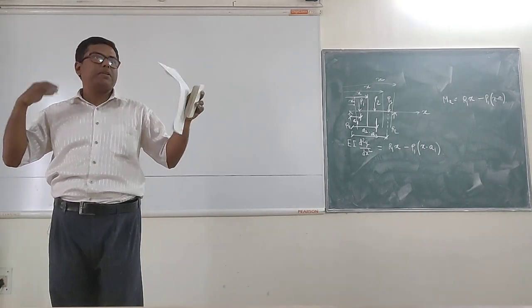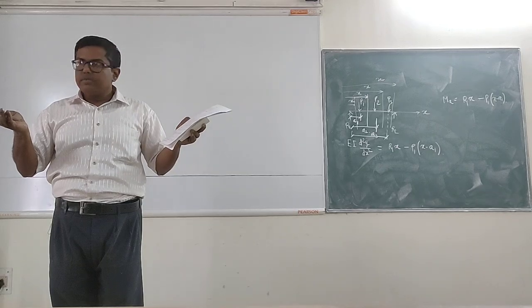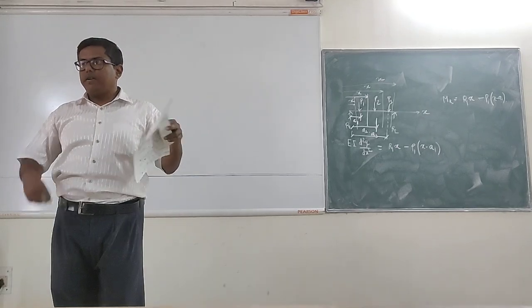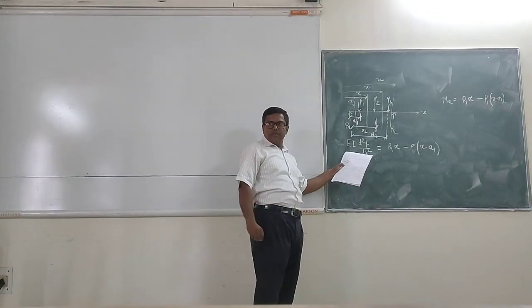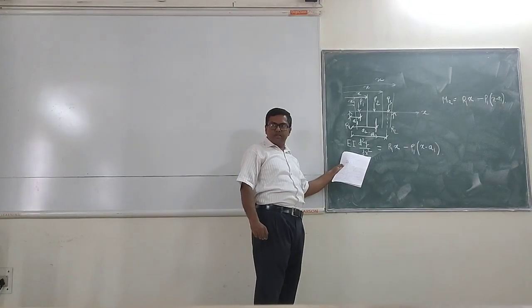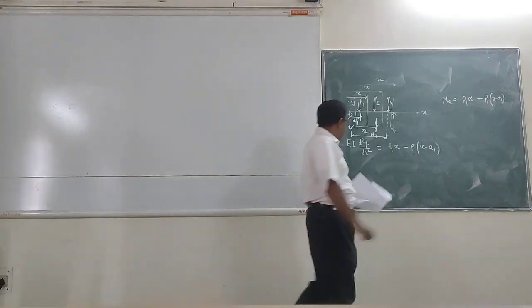If it is not clear, then explain again. Repeat. Up to this it is clear. Is it clear up to this? How to find out the generic equation.